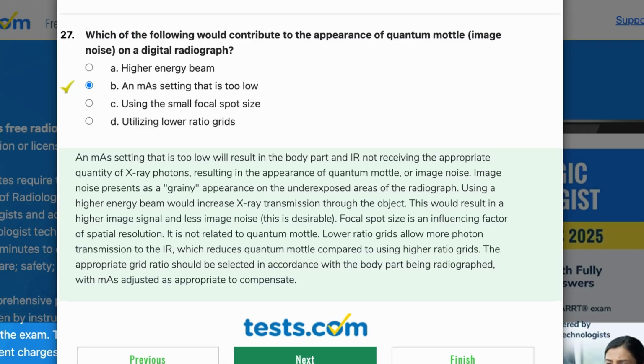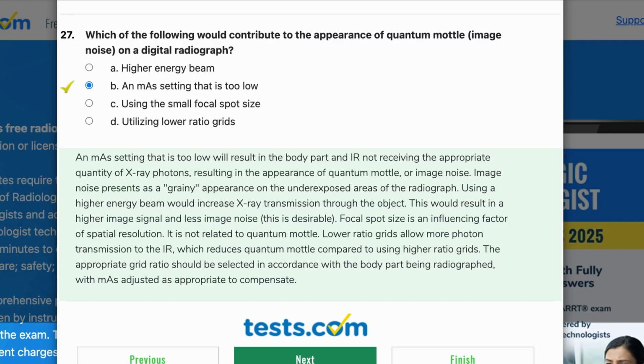Lower ratio grids allow more photon transmission to the IR, which reduces quantum mottle compared to using higher ratio grids. The appropriate grid ratio should be selected in accordance with the body part being radiographed, with MAS adjusted as appropriate to compensate.